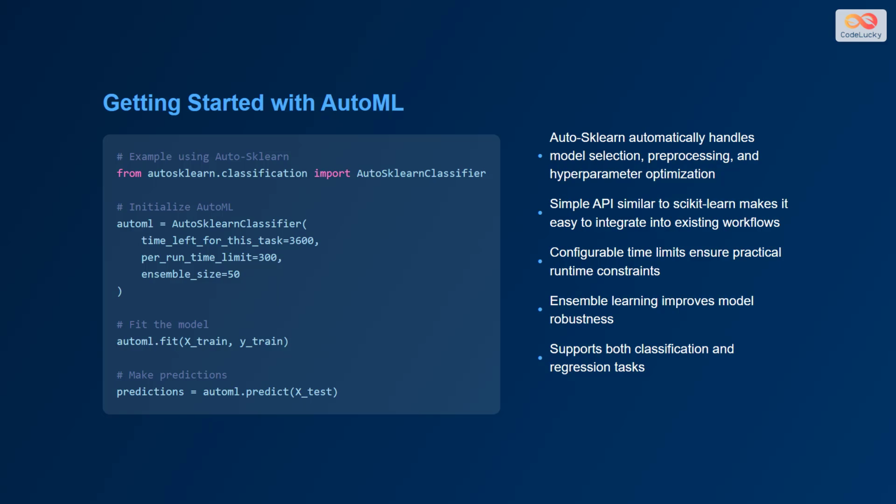Auto-Sklearn automatically handles model selection, pre-processing, and hyperparameter optimization. Its simple application programming interface or API, similar to scikit-learn, makes it easy to integrate into existing workflows. Configurable time limits ensure practical runtime constraints. Ensemble learning improves model robustness, and it supports both classification and regression tasks.